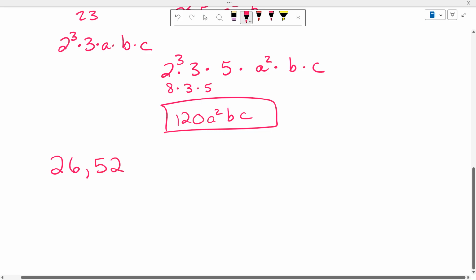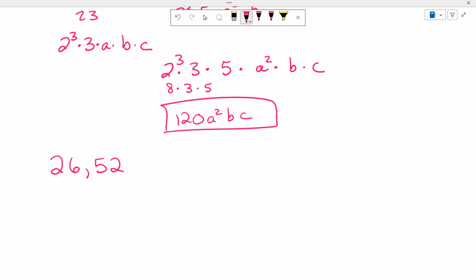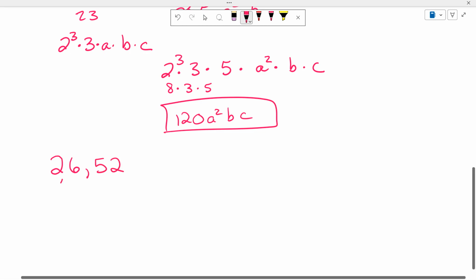Find the least common multiple of 26 and 52. 26 is what and what? 2 and 13, right? 2 and 13. 52 is 2 and 26, which is 2 and 13. So this is 2 times 13. This is 2 squared times 13.